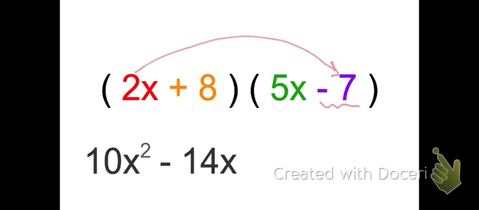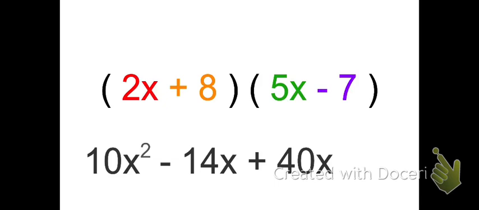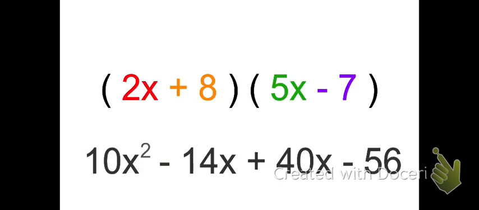2x times negative 7 is negative 14x. Then we multiply the inside numbers. 8 times 5x, positive 8 times positive 5x is positive 40x. And then the last numbers. So positive 8 times negative 7 is negative 56.